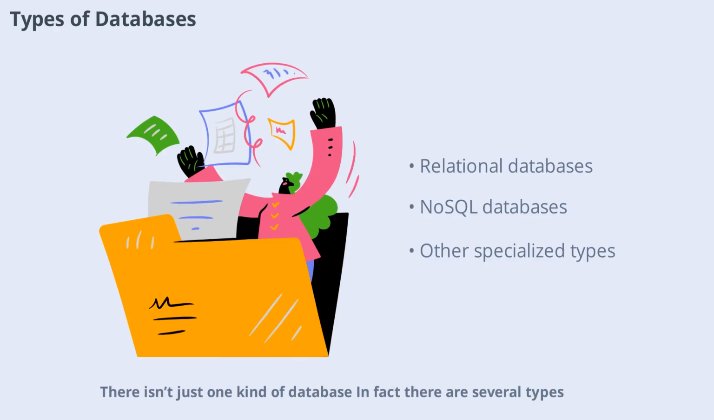There isn't just one kind of database. In fact, there are several types, each designed for different needs. The most common is the relational database, which organizes data into tables with rows and columns. There are also NoSQL databases, which handle unstructured data and are popular for big data and real-time web apps. Other types include object-oriented, hierarchical, and network databases. Each type has its strengths and is chosen based on the specific requirements of a project or organization.